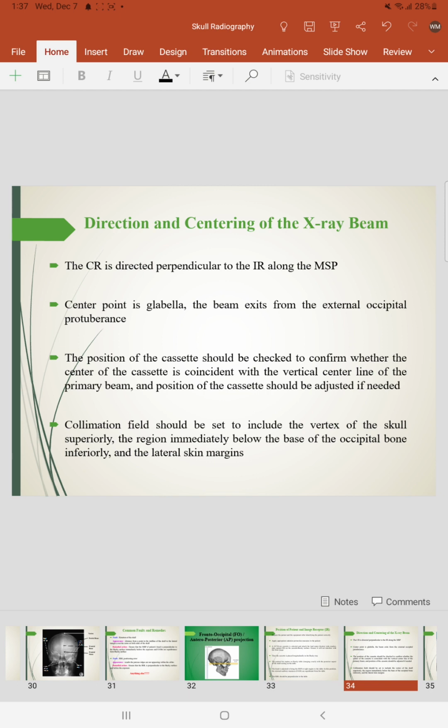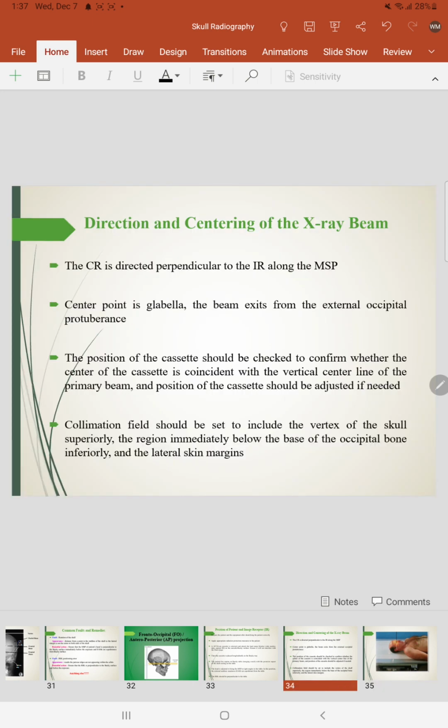Then, direction and centering of the X-ray beam. The CR, central ray, is directed perpendicular to the image receptor along the MSP. The center point is the glabella. The beam exits from the external occipital protuberance.